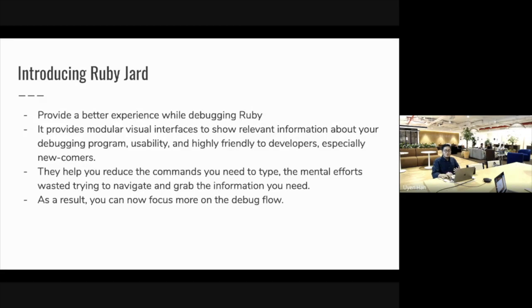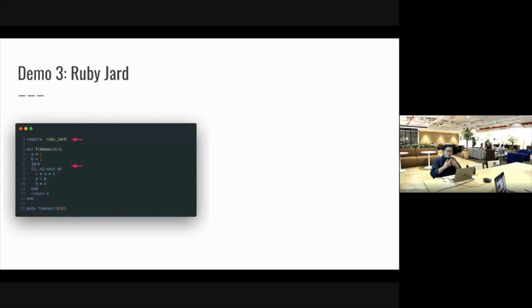So how does it work? It is really easy to use. It's the same way as when you use byebug. You require the Ruby JS gem here, put a single method called Ruby JS here, and just run the script, and it will become something like this.